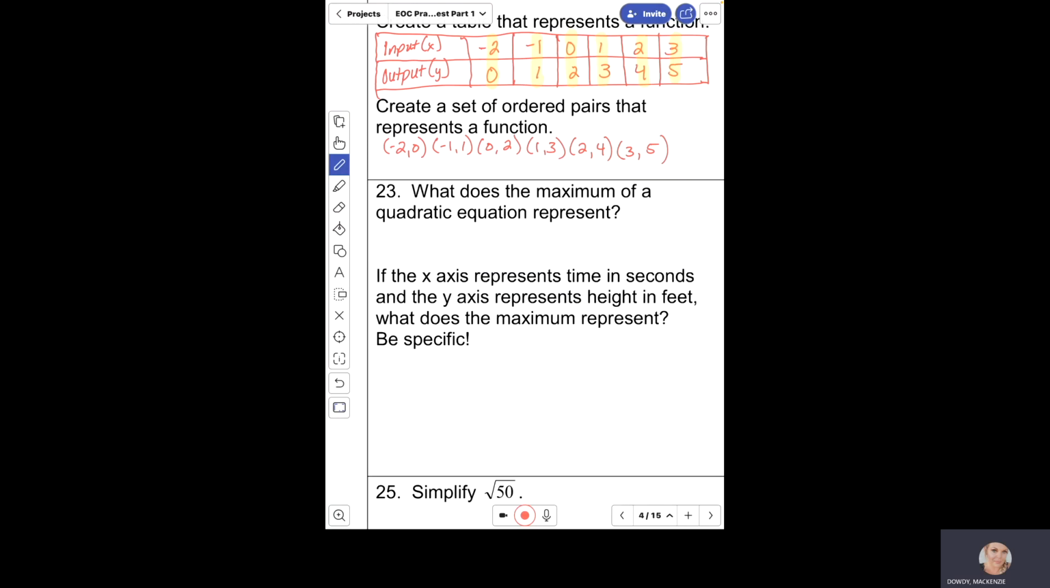What does the maximum of a quadratic equation represent? It is greater than or equal to all other values in an equation. The largest value possible.